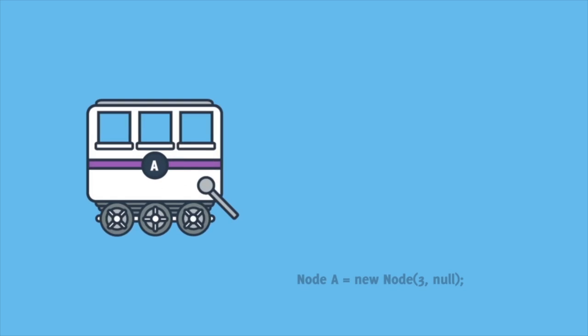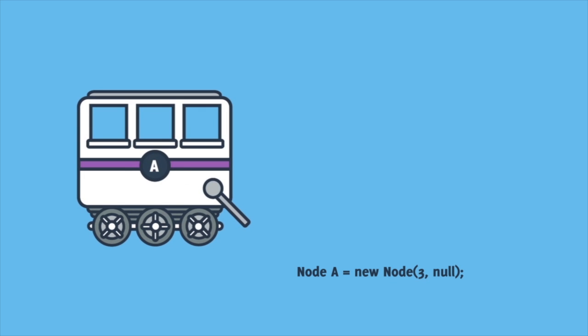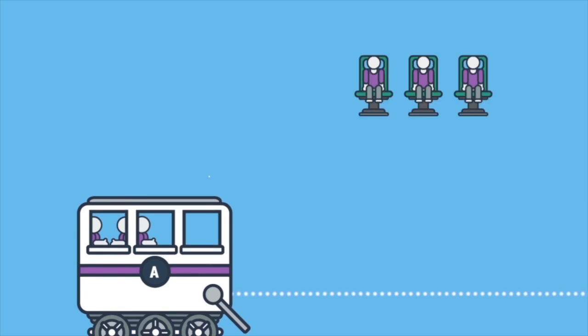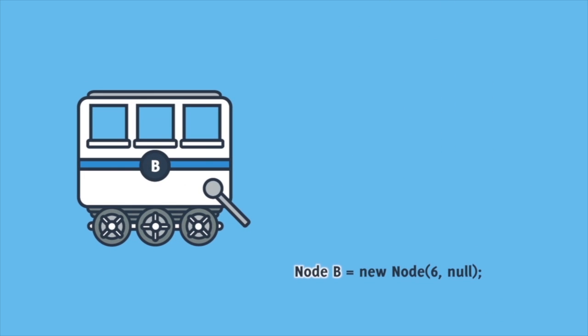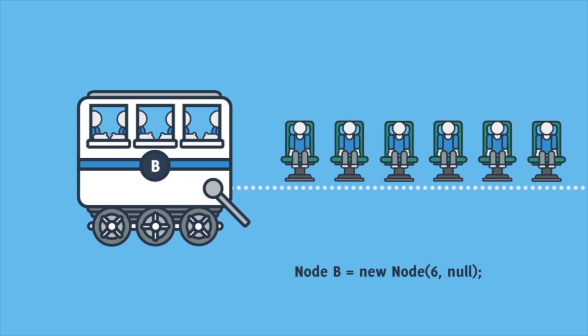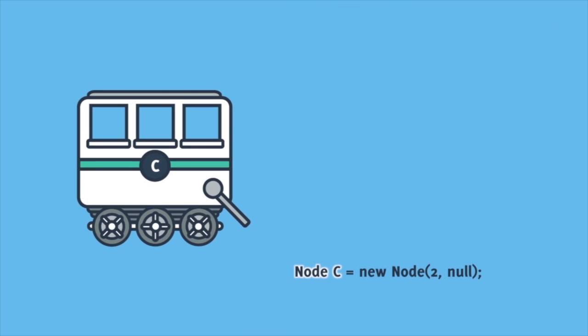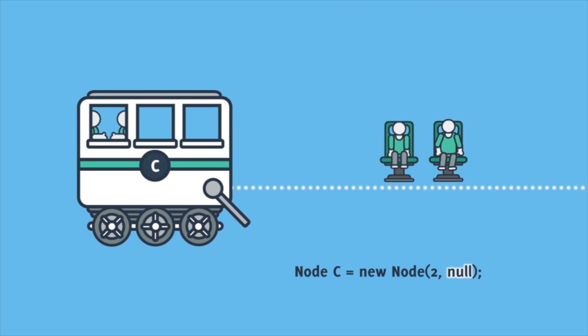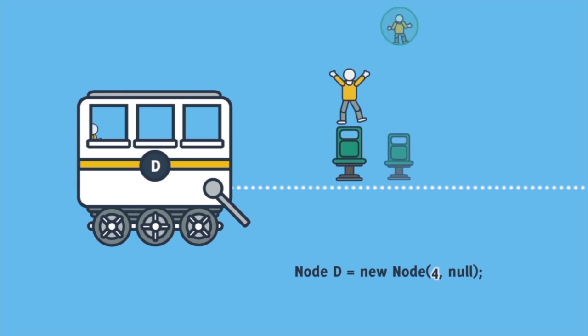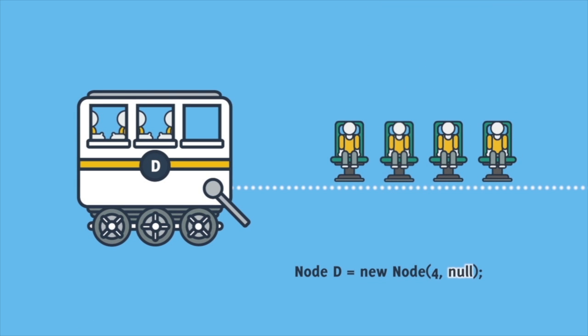Okay, so to create the first node, we would write node A equals new node, placing 3 as the data value and null as the reference. Let's give node B a data value of 6 and also with null as its reference. We'll give node C a data value of 2 and a reference of null. And now node D, a data value of 4 and a reference value of null. Great, now let's link up the carriages.